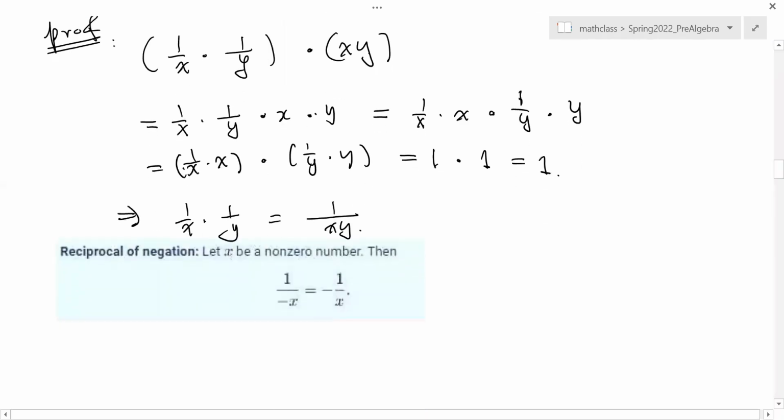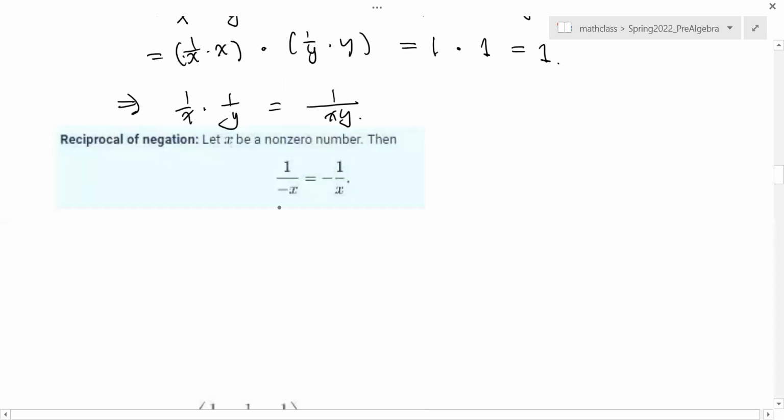And this one: the reciprocal of negative x is going to be negative the reciprocal of x. Why is this true? That's also obvious, it sounds like. So what you need to do is verify that negative 1/x times negative x is 1. As long as you can prove this one, then the part on the left-hand side should be 1/(negative x). And then that is easy to check, but we have to use some rule.